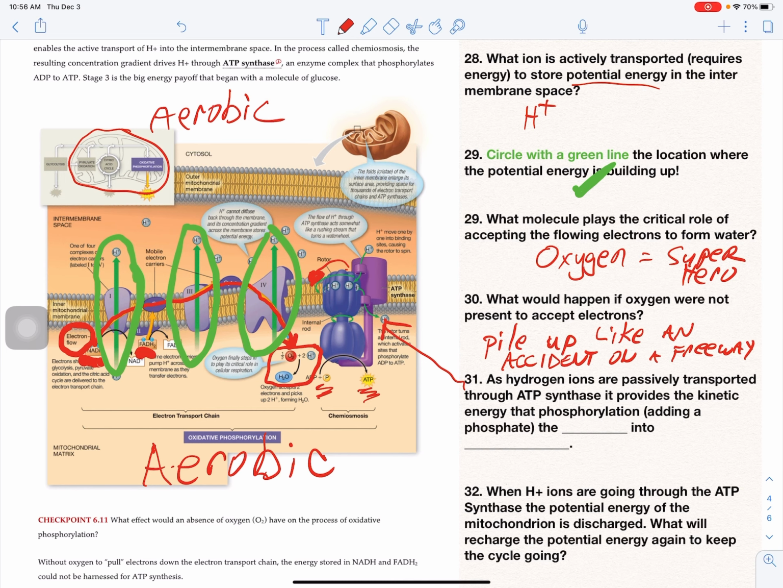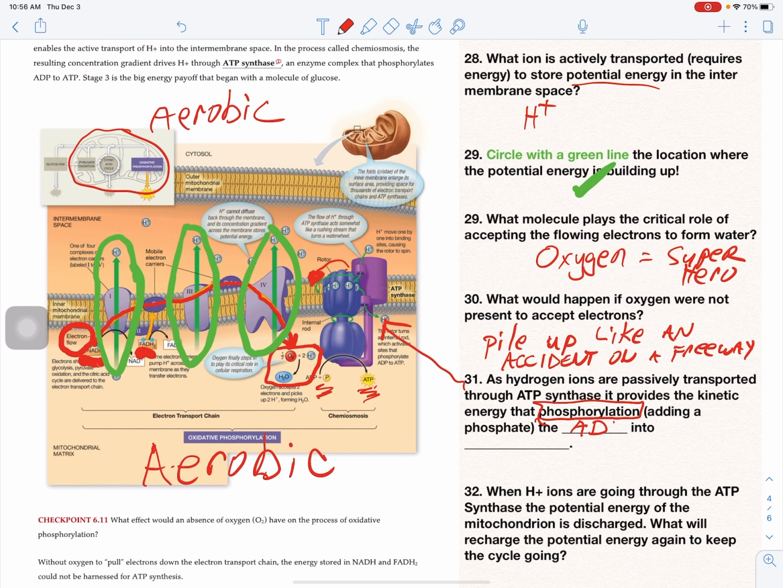To change ADP, which has diphosphates, 2 phosphates, you are going to add 1 phosphate and it's going to become triphosphates, going from a 2 phosphate molecule to a 3 phosphate molecule. This is adding a phosphate. This is why it's called phosphorylation. It's actually adding a phosphate.